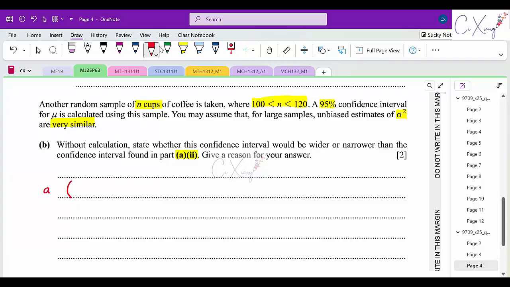Okay, so for part A2, the general formula that we have for a 95% confidence interval is sample mean minus the z, which is 1.96, times sigma over square root n, and the square root n is square root 150. Then sample mean plus z sigma over square root 150. Then for part B, what's the formula of the confidence interval that we have? It will be mean minus z sigma over square root n.